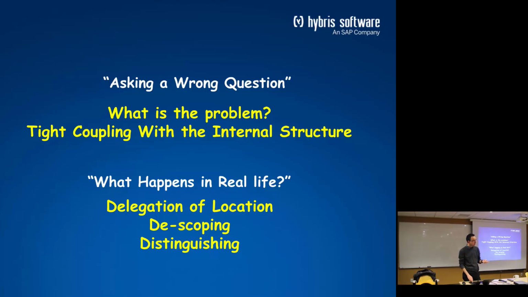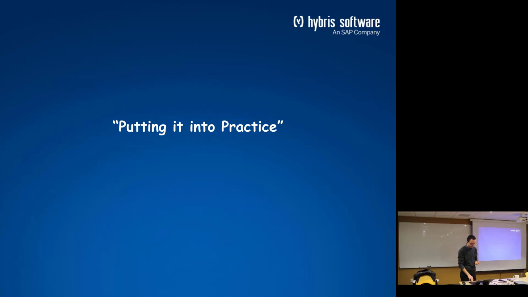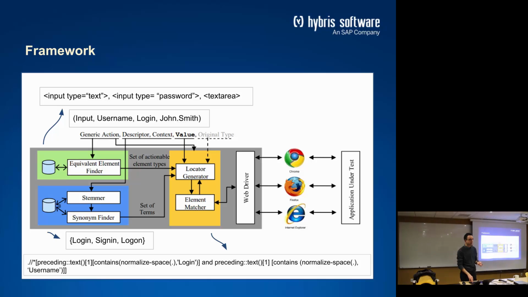And two strategies that we talked about were de-scoping, reducing the scope, and distinguishing the thing that you want to find. So okay, let's put this into practice. This is the framework that we came up with. Instead of going through the whole thing, I think we can go with an example, at a high level.